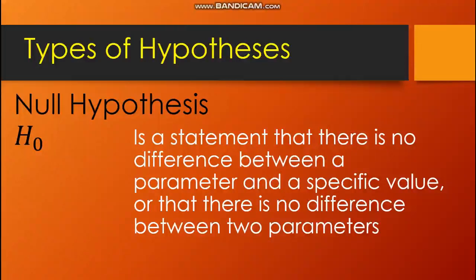Kapag naman two population test tayo, so it involves two parameters. Let's say ang ating parameters ay mean, in-state ang null hypothesis natin kapag involved ang dalawang parameter, ay ganito. There is no difference between two population mean. Okay? So yun ang ating null hypothesis.